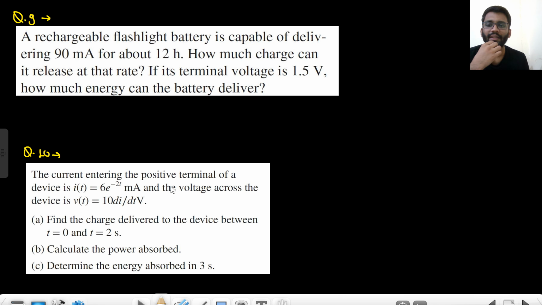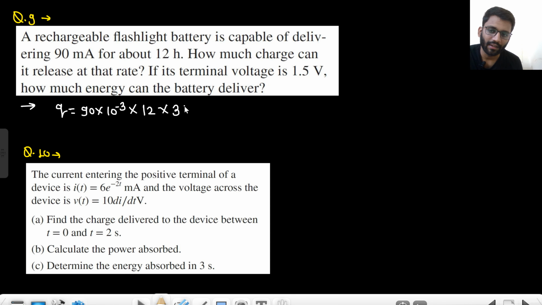Okay. Now ninth question: a rechargeable flashlight battery is capable of delivering 90 milliampere for 12 hours. How much charge can it release? So now this one will be interesting. You tell me. Q will be equal to 90 milliampere, so 90 into 10 to the power minus 3 into 12 hours. Hours I need to convert into seconds, so this will be in coulomb. Did you understand it? Milli is 10 to the power minus 3. So I wrote 90 into 10 to the power minus 3 into 12 into 3600 seconds. So this will be the final coulomb.